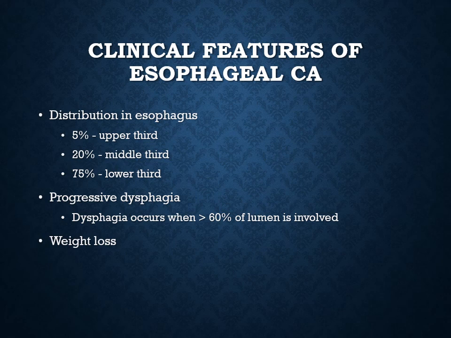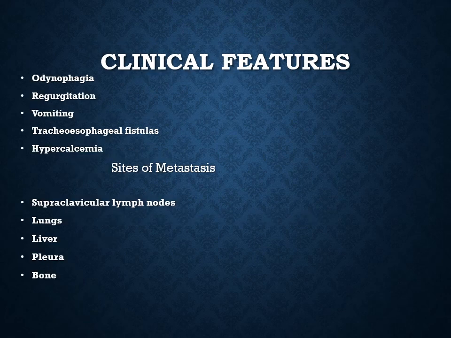The patient can also present with weight loss because of nutritional compromise due to the difficulty of swallowing. The patient can also present with painful swallowing, odynophagia, regurgitation, vomiting, fistula, especially between the trachea and the esophagus, and hypercalcemia. The sites of metastasis commonly involve the supraclavicular lymph nodes, lungs, liver, pleura, and bone.